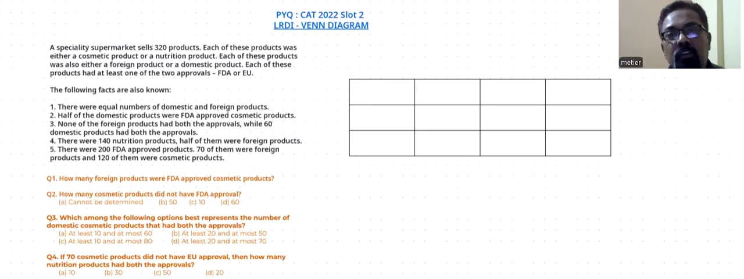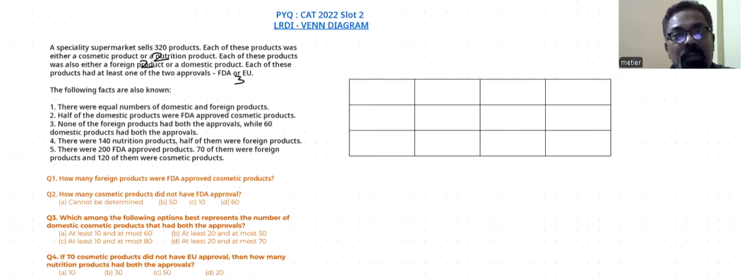So we are going to draw a table where we have 12 small boxes. Check what we are getting here. In the case of cosmetic and nutrition, we have 2 parameters there. Foreign and domestic, we have 2 parameters there. And in the FDA EU approval part, you have 3 parameters here. So in total, 12 parameters. So we have framed 12 boxes.